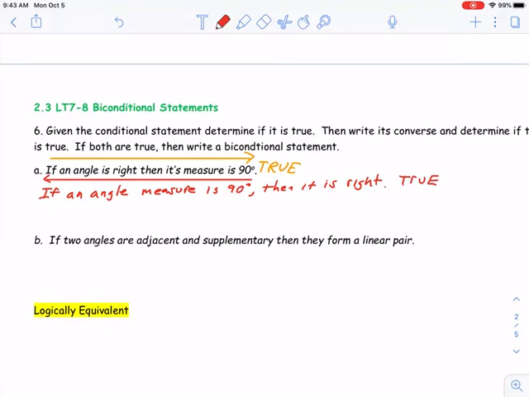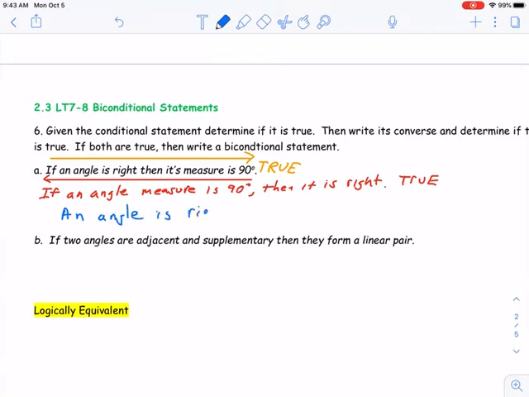And this is going to play in with logically equivalent. When the conditional statement is true and the converse is true, all forms are true. And when all forms are true, we can write it as the mighty biconditional statement. In my opinion, the biconditional statement is the easiest to identify. Why? Because look what I'm writing right now.